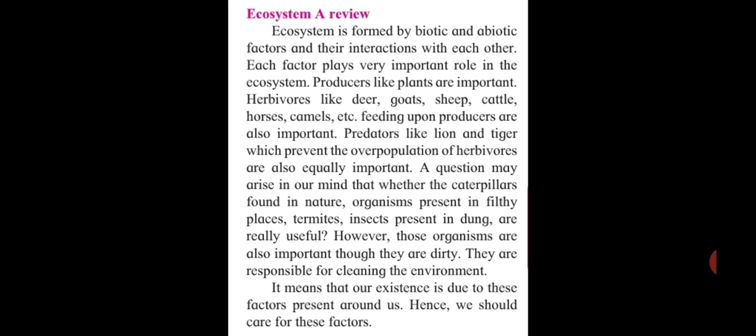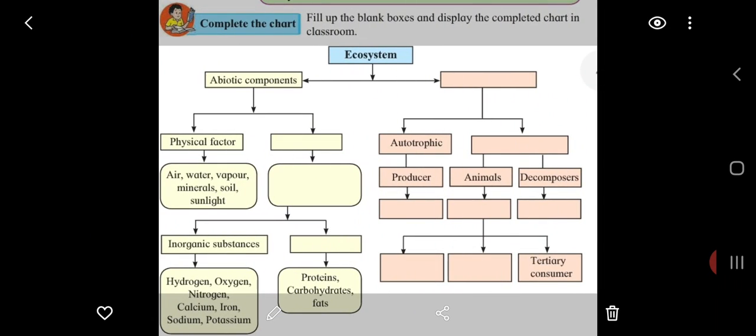So if you see the last line of this paragraph, it says that our existence is due to these factors present around us, and we should take care of these factors. If we don't take care of these factors, the balance in our ecosystem will get disturbed, and that will affect our life. Now this tree diagram of ecosystem is homework for you.